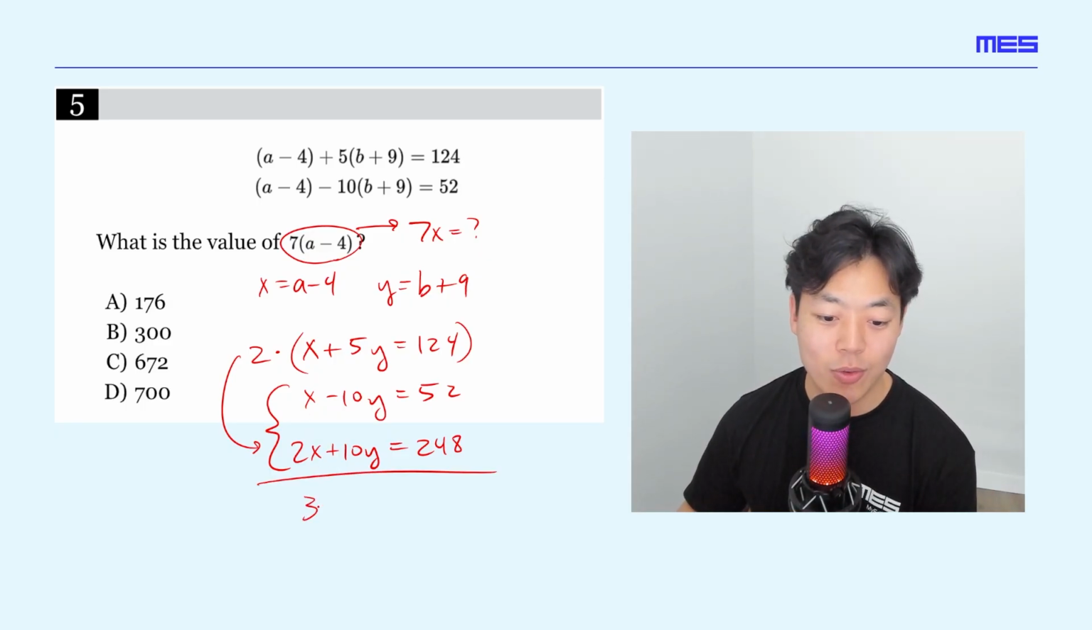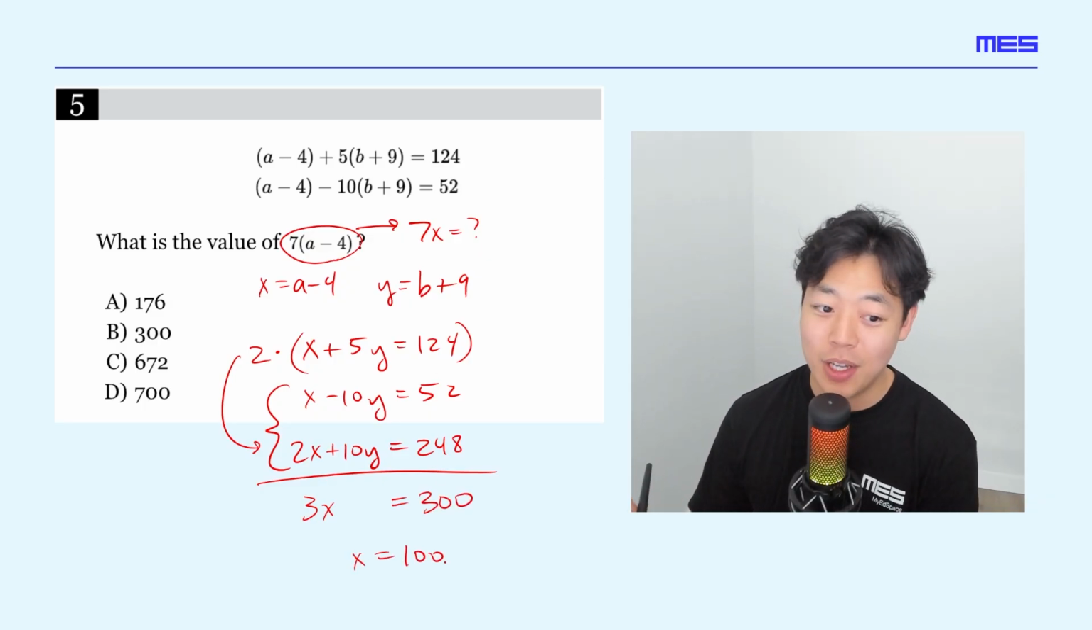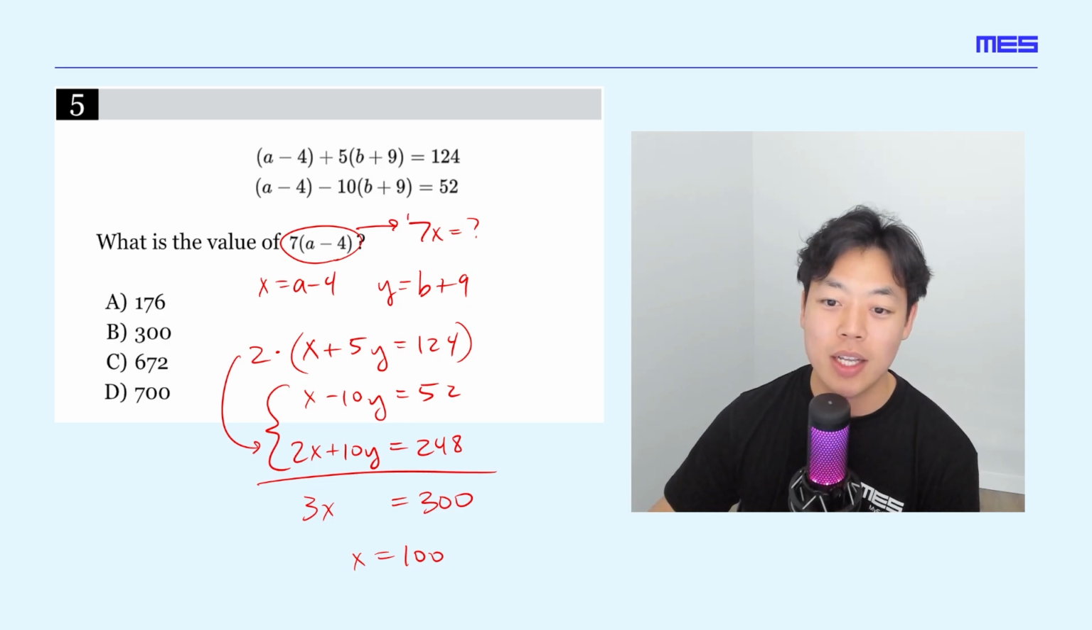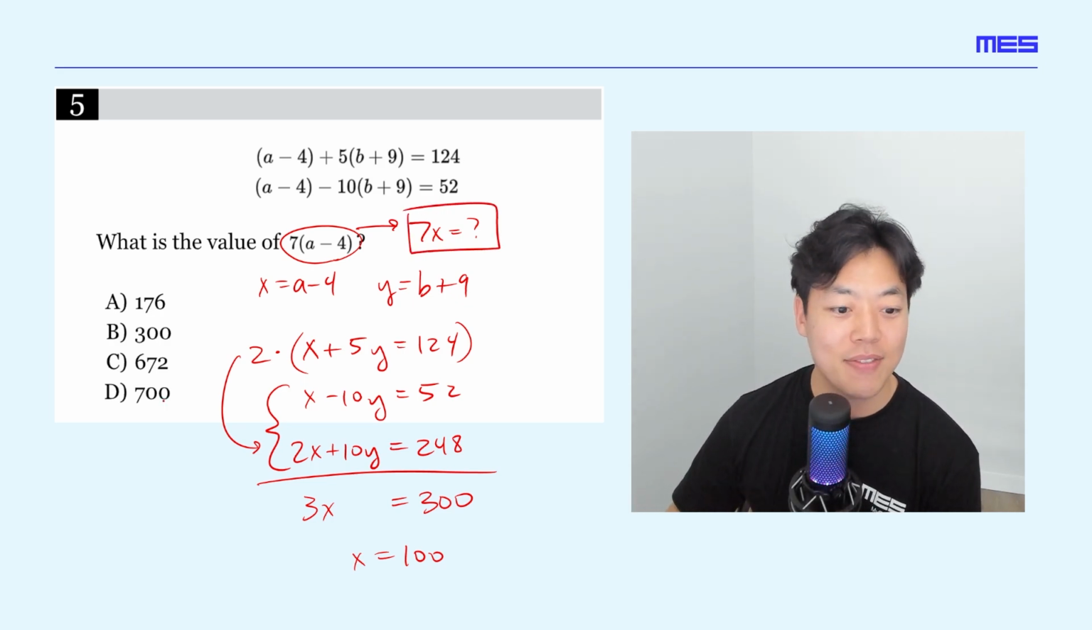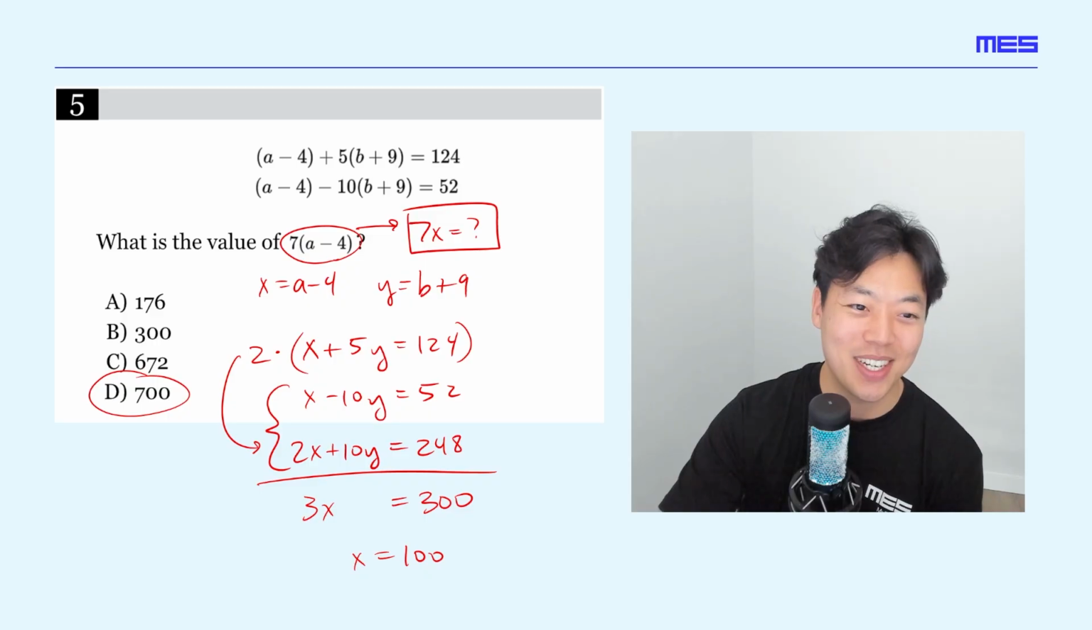Using these, we can add straight down. x plus 2x is 3x. The negative 10y and positive 10y go poof in the night. And we have 52 plus 248 is 300. x is equal to 100. But be careful, that's not our final answer. We are looking for 7x. 7 times 100 is 700.